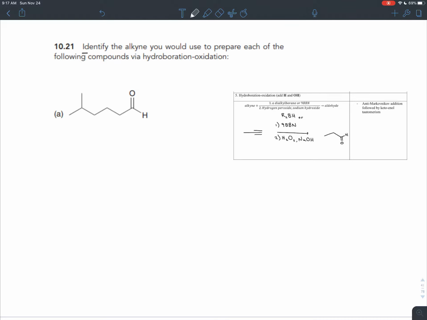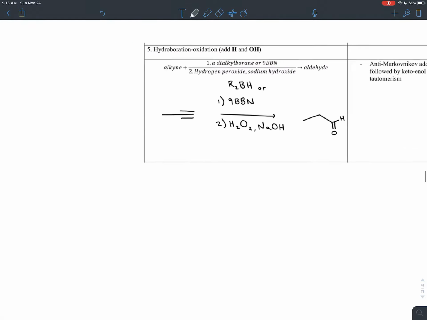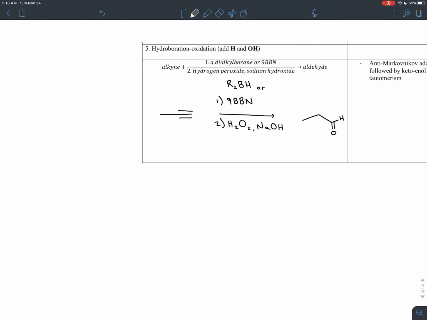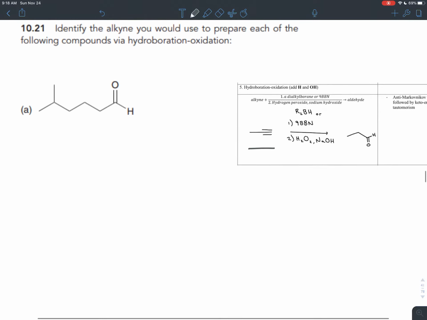So they say, identify the alkyne you would use to prepare each of the following molecules via hydroboration-oxidation. So how can we make this? What alkyne would we need? And remember, you can form an aldehyde by treating an alkyne with first some sort of boron compound, followed by hydrogen peroxide and sodium hydroxide. 9-BBN is a safe boron compound to use all the time.